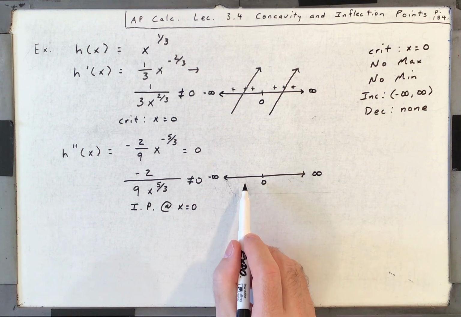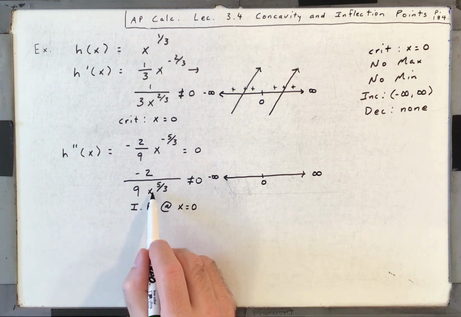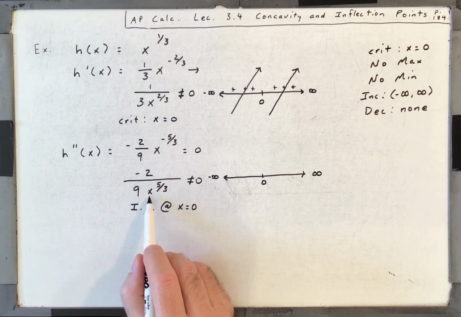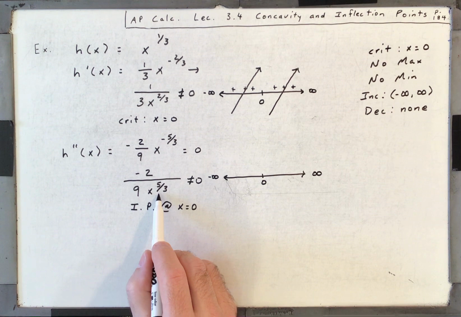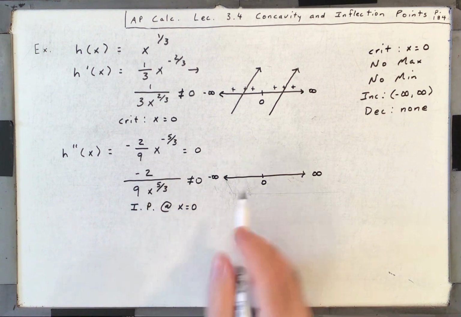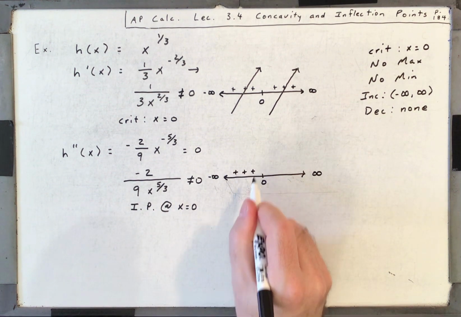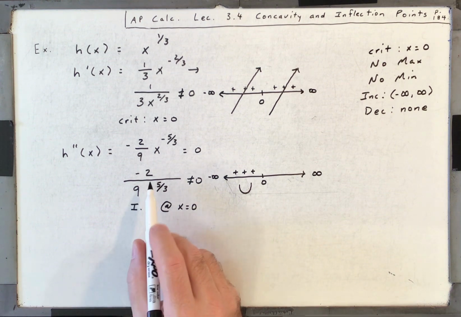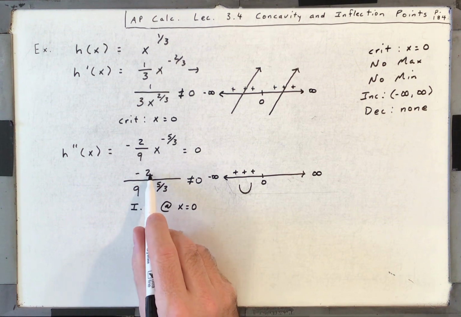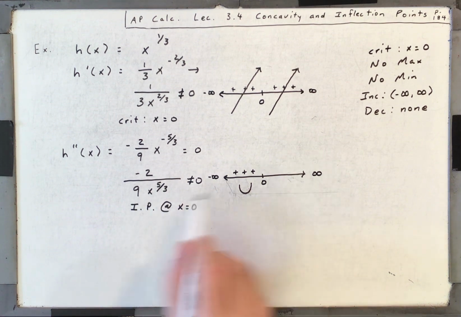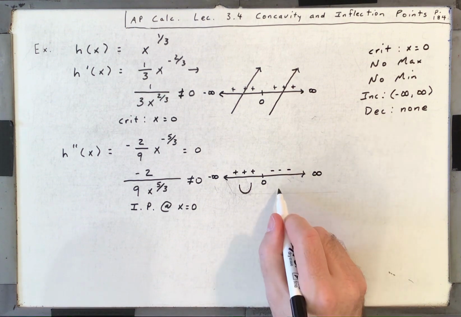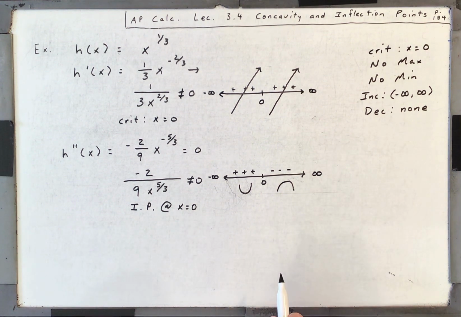To the left of 0, let's say negative 1. Anytime you have odd exponents, it stays negative. So that's negative 2 over negative 9. If I plug in negative 1, negative over negative is positive. So to the left, it's concave up. To the right, it's negative over a positive, right? If I plug in a 1, I'm going to have a positive number on the bottom, so that's negative. And that would be concave down.